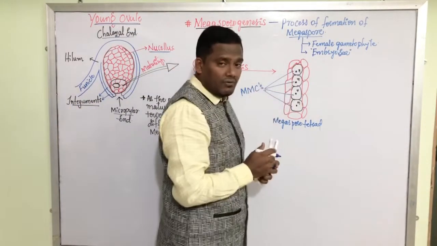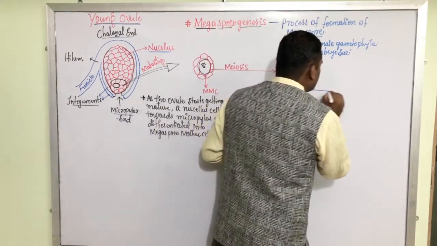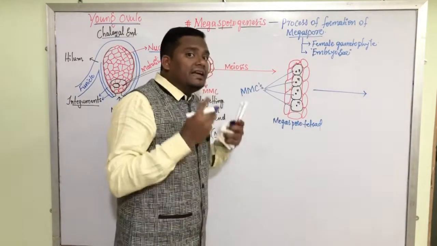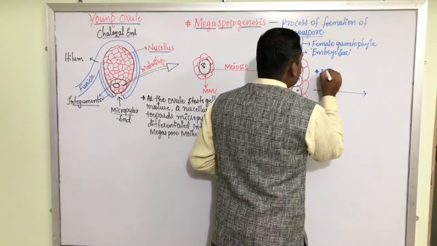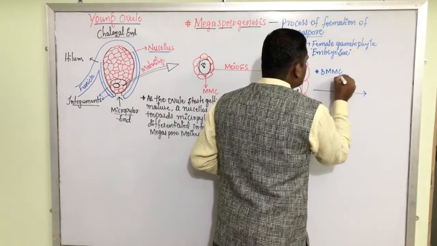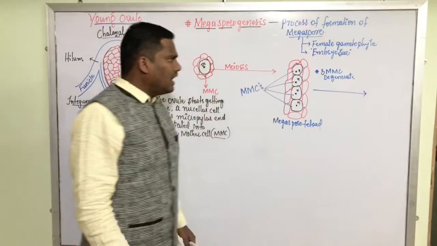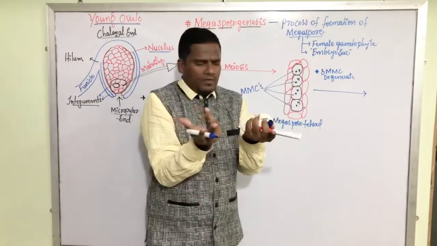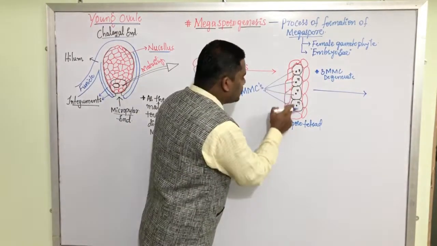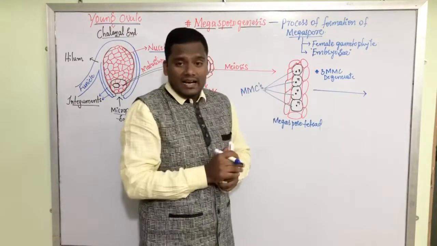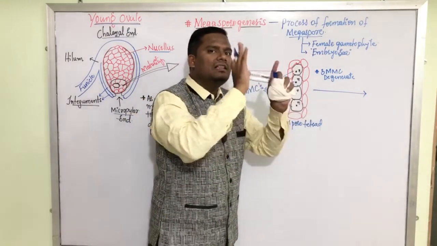Now, what is going to happen further? We have 4 haploid cells. Out of 4 haploid cells, 3 cells degenerate. Now, which 3 cells degenerate? Whether 1, 2, 3, or 1, 2, 3, which 3 cells degenerate? The cells which are towards the chalazal end degenerate.